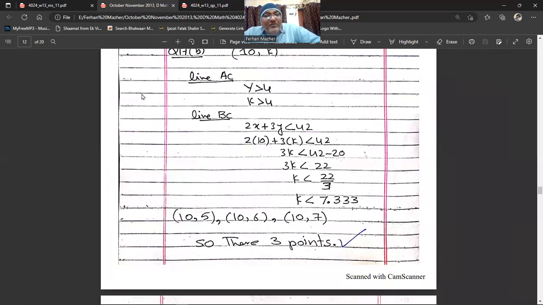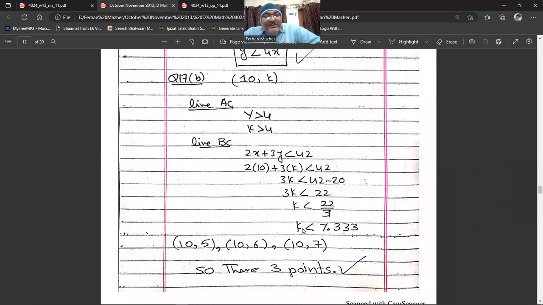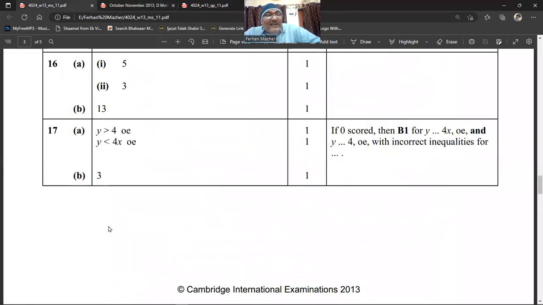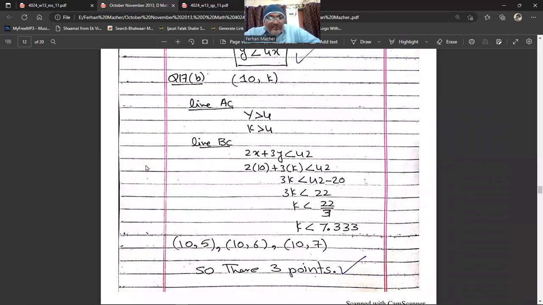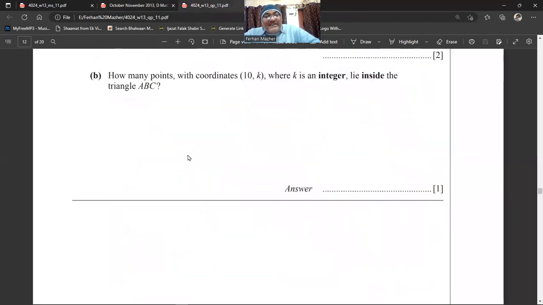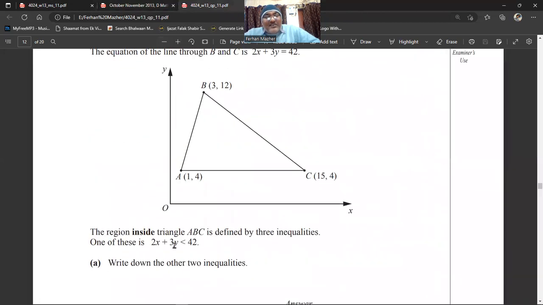And they say how many points are there? There will be 3 points. 3 points which lie inside. 3 is the right answer, sir. I hope you understand. So there are 3 points which will be inside that triangle.